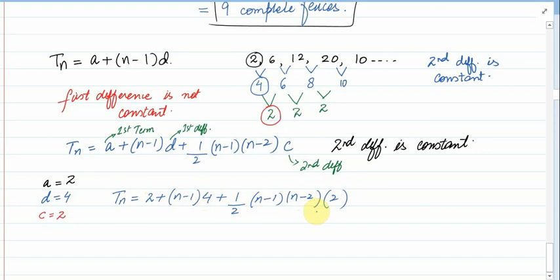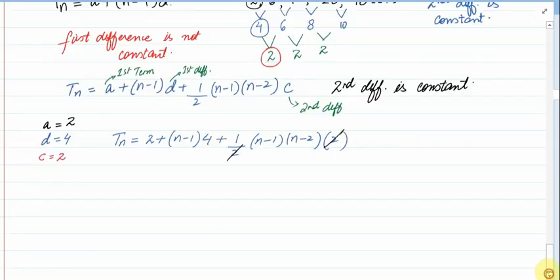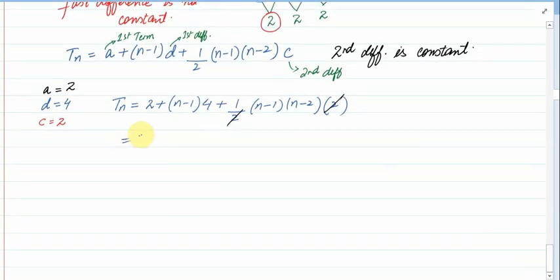Now you need to simplify it. First, 2 and 2 cancel each other. Now I'm going to simplify the equation. It's 2 plus 4n minus 4 plus n minus 1 times n minus 2. We need to multiply them. It's n square minus 2n minus n plus 2. You can solve it further.